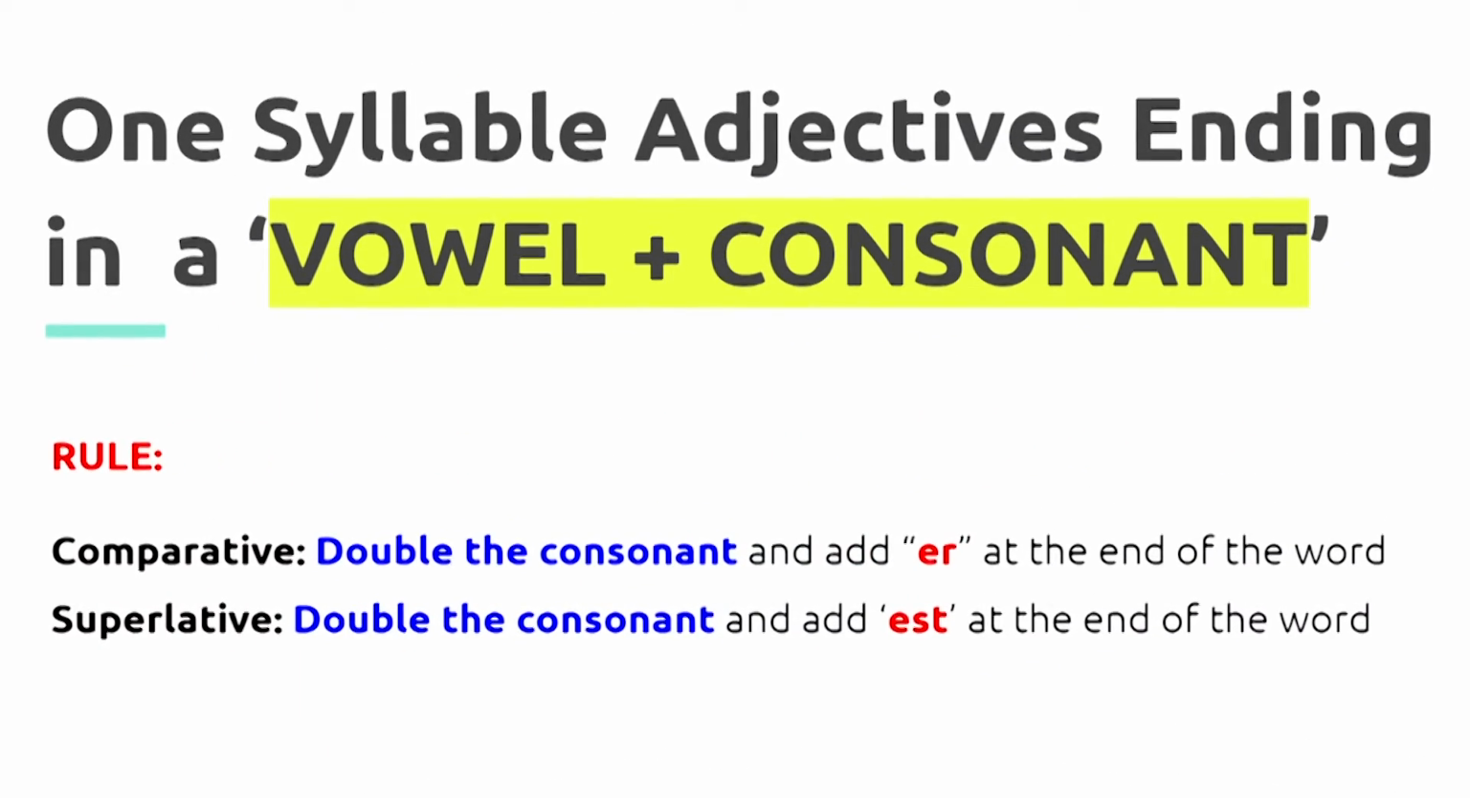Another rule when making comparative and superlative forms of root adjectives is looking at adjectives ending in a vowel followed by a consonant. For example, in order for us to write the comparative form of these words, we would double the consonant and add ER. If we wanted to write the superlative form, we would double the consonant and add EST.